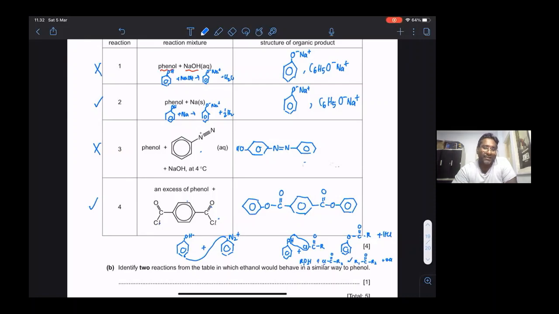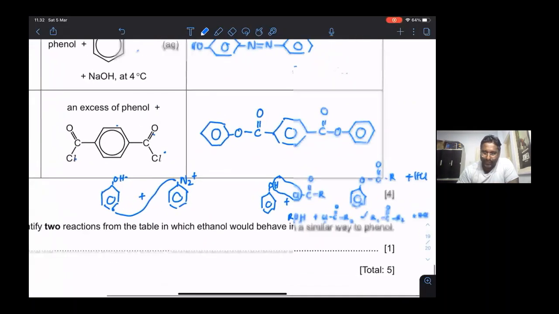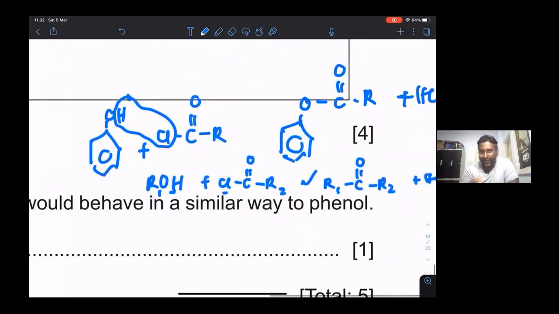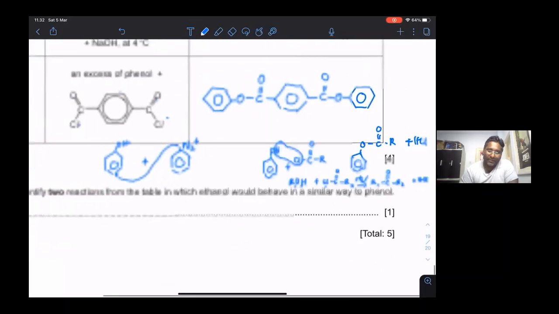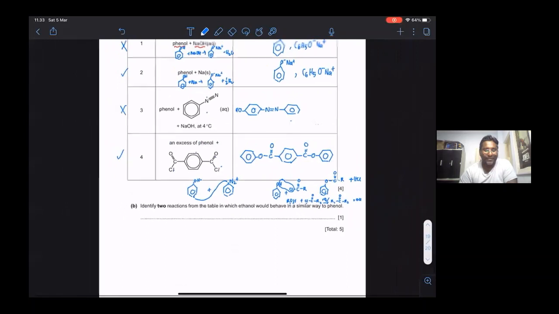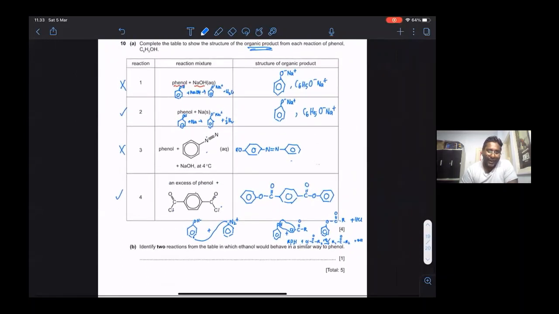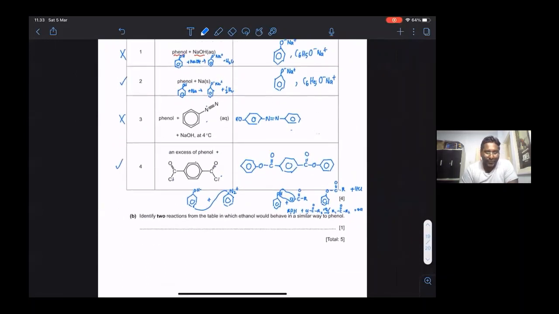But do remember, this esterification reaction with normal alcohol and carboxylic acid needs concentrated sulfuric acid and heating under reflux. But this one happens at room temperature, which is very interesting, because the acyl chloride is very reactive. Therefore, you are going to have reactions 2 and 4. So we identified that.